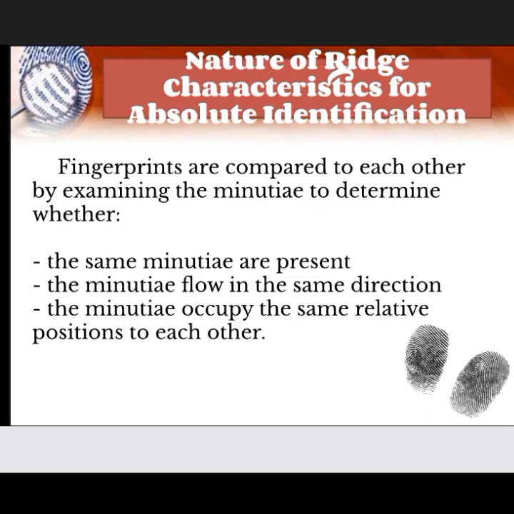Next is the nature of ridge characteristics for absolute identification. Fingerprints are compared to each other by examining the minutia to determine whether the same minutia are present, the minutia flow in the same direction, and the minutia occupy the same relative positions to each other.